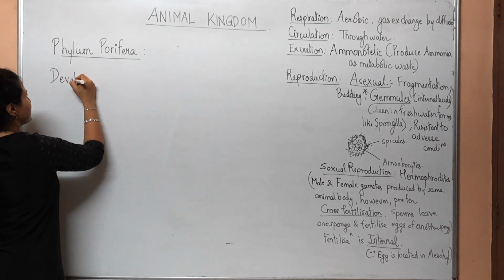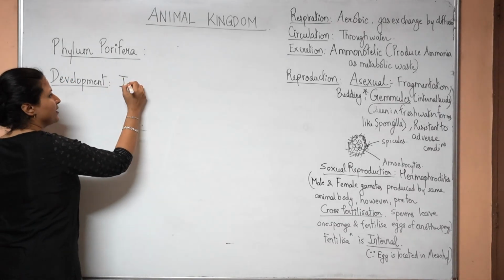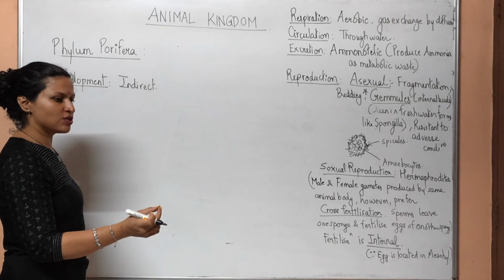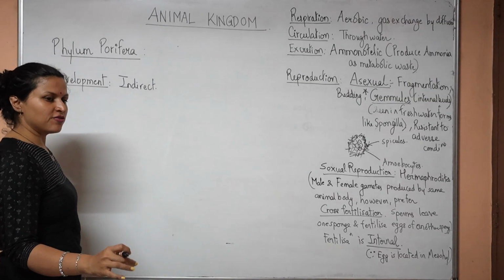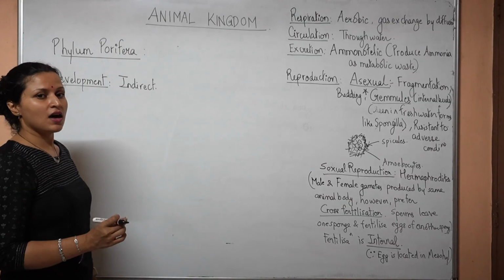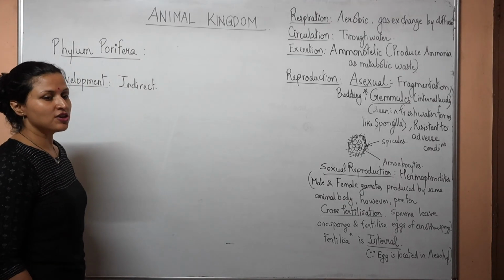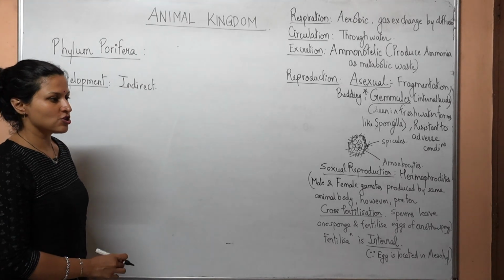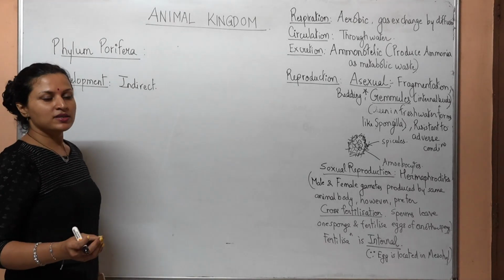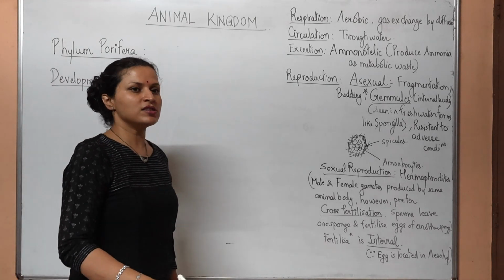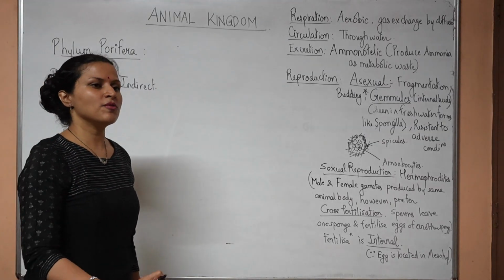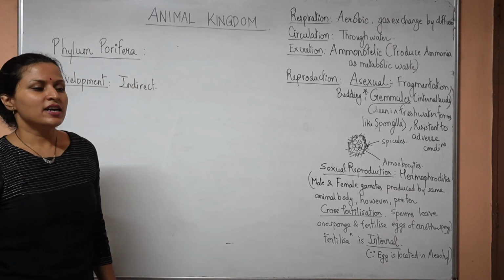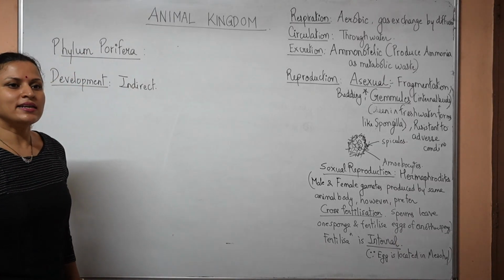Next, development. The development is indirect. The zygote that is formed does not grow into a small sponge. No, it does not. First, it will form a larva, which is very different looking than the adult sponge, and then the larva is going to be liberated from the sponge and it will travel, find a suitable substratum, settle over there, and then it will develop into a sponge. This kind of development is said to be indirect development.